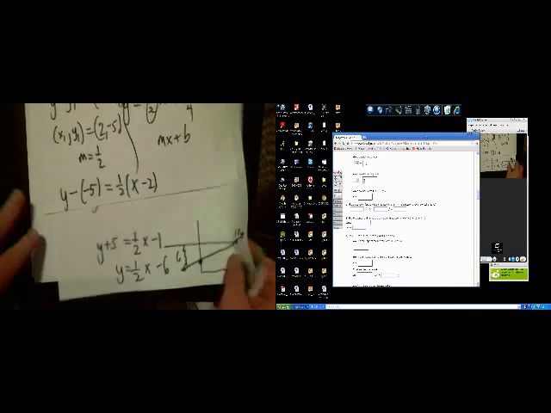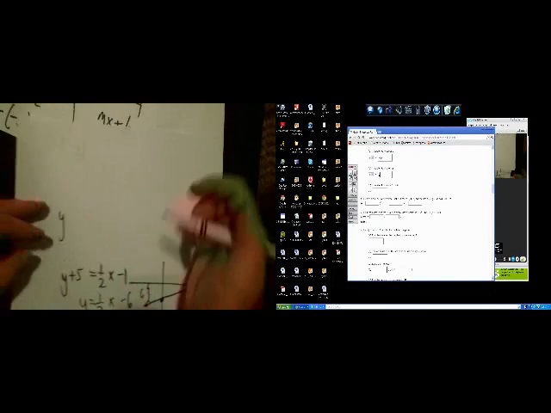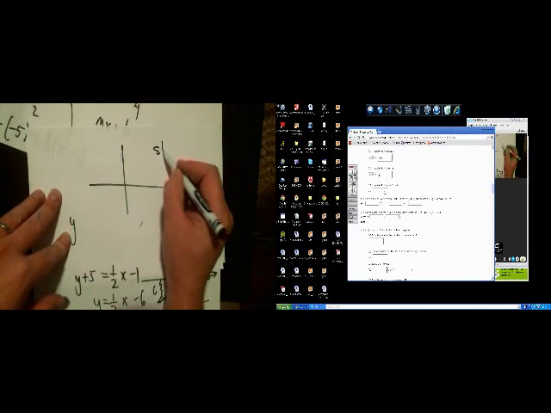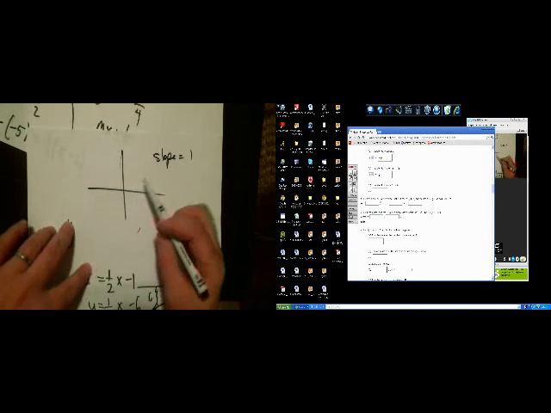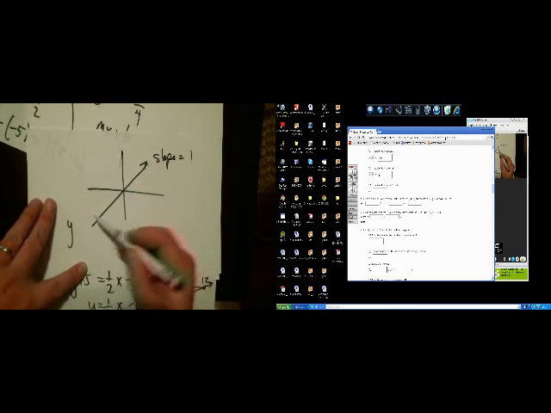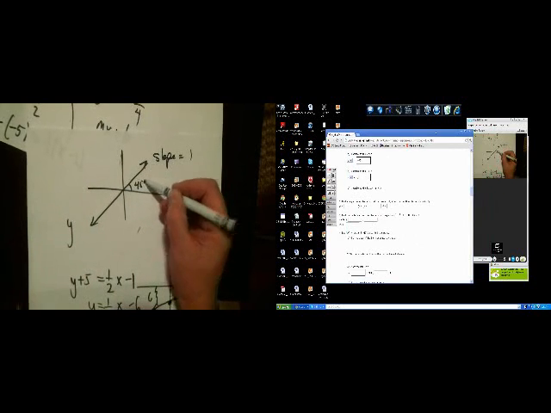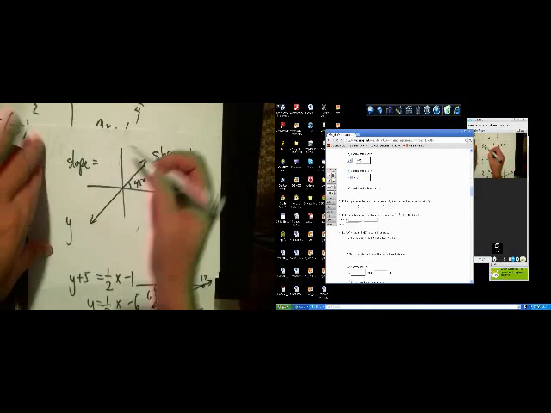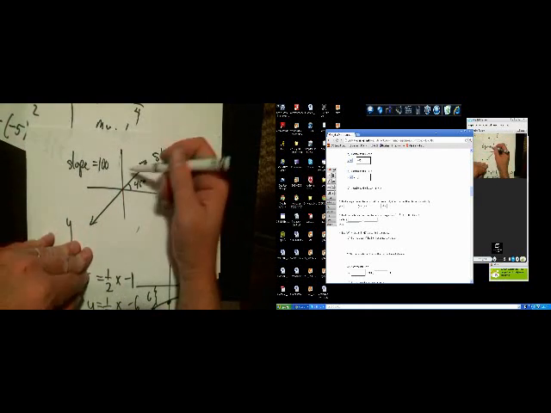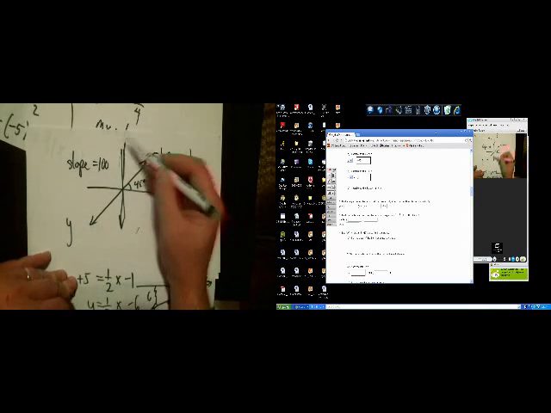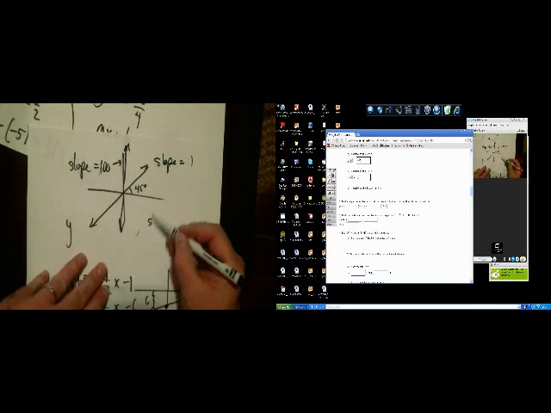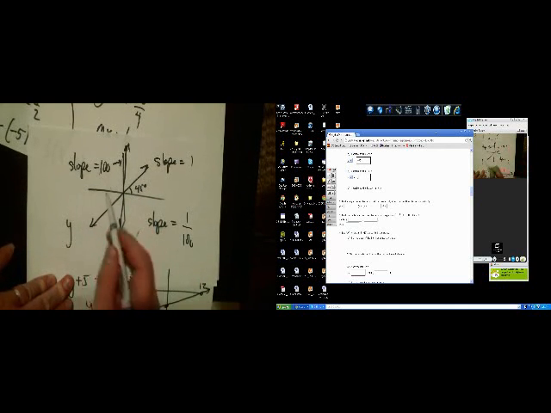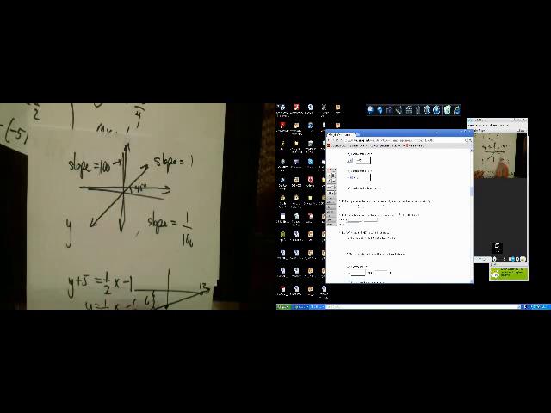One thing worth pointing out is that a slope of 1 is like a 45 degree angle. A slope of 100 is very close to vertical. A slope of 1/100 is very close to horizontal. Okay, that makes sense.